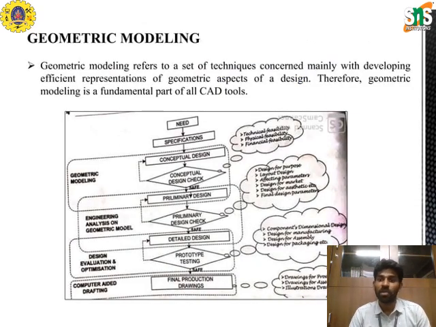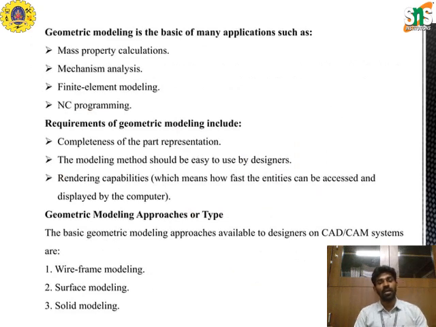These are the geometric modeling steps, developing the representation of the design, and the geometric model is the fundamental part of all CAD models. It has many applications: mass property calculation, mechanism analysis, finite element modeling, and NC programming. Geometric modeling includes completeness of the part representation, ease of use by designers, and rendering capabilities.